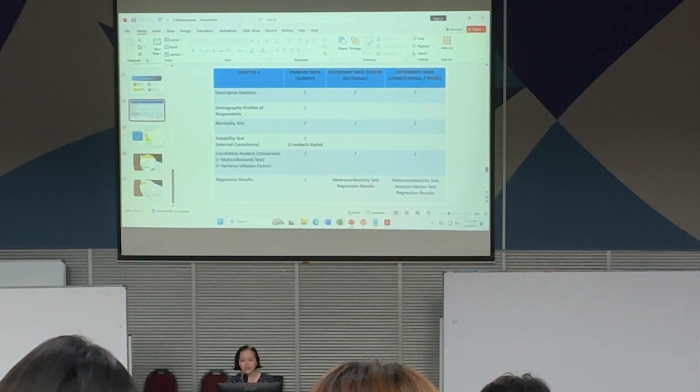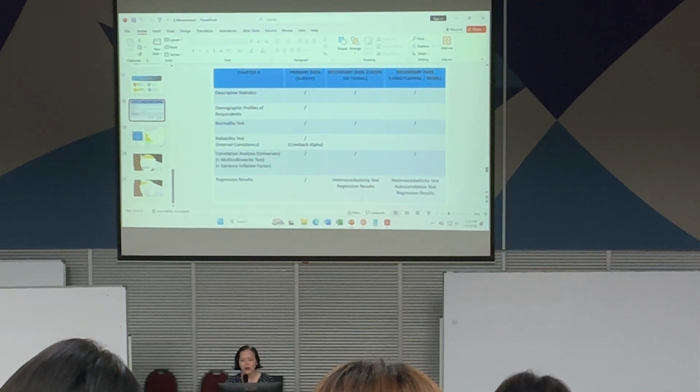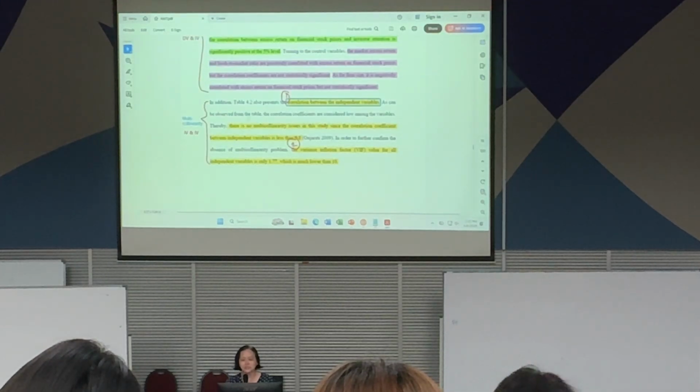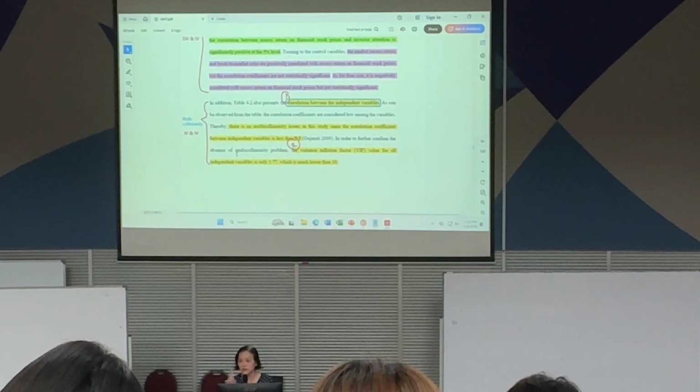But correlation analysis is also used to test multicollinearity, isn't it? Right? This is a diagnostic test. How do I put it? I will put it in the next paragraph. How to check for multicollinearity? I look at the correlation between IV and IV. You can see the difference.